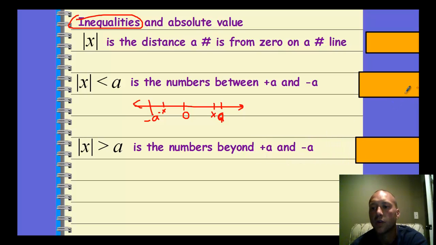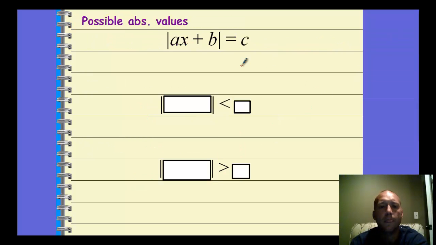So we can also show that graphically. And so if we have 0, and we have some positive distance a and negative distance a, x would be outside it. So x would be further, so a negative x. So these are examples of between and beyond, words I'll typically use to describe those situations.